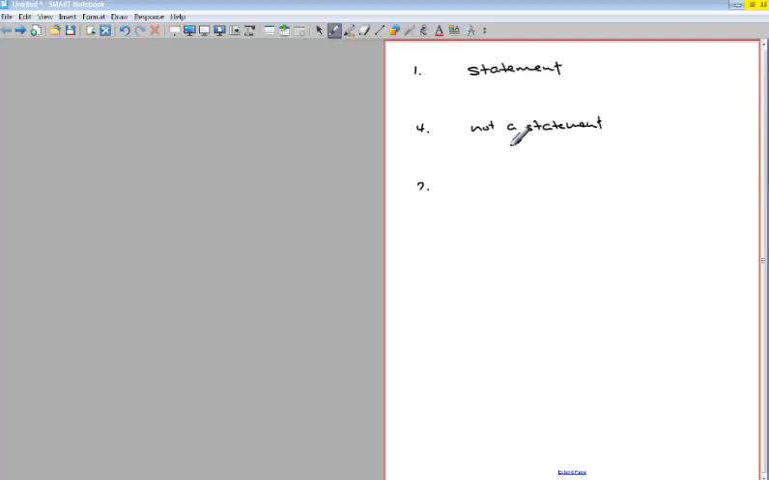Number 7, some numbers are positive. Is that true or false? That's true. So it is a self-declarative statement. Some numbers are positive. So that's a statement.